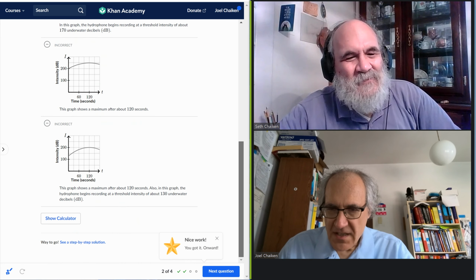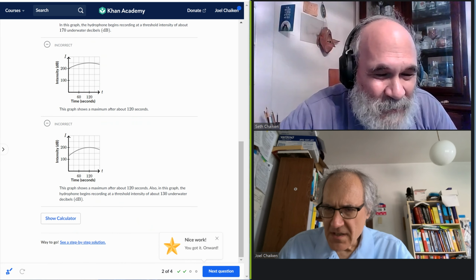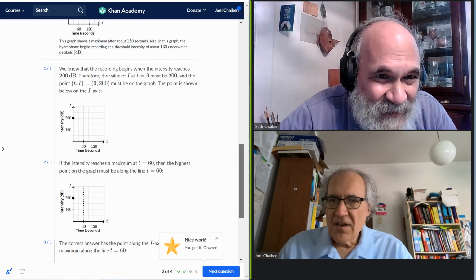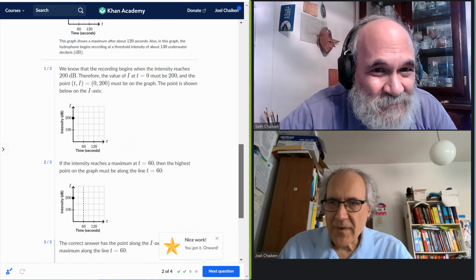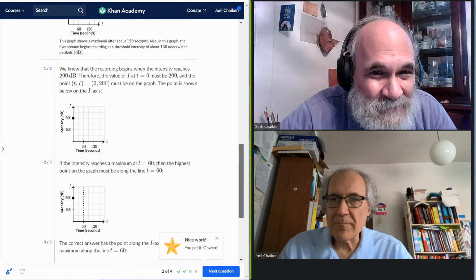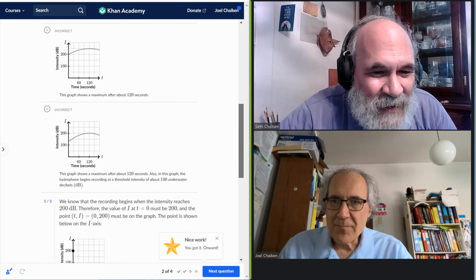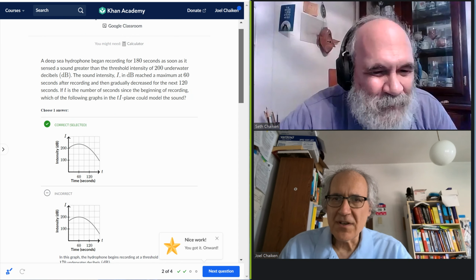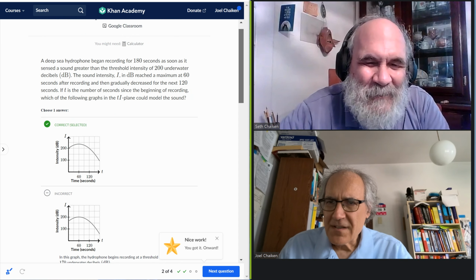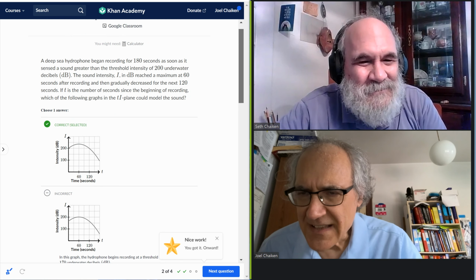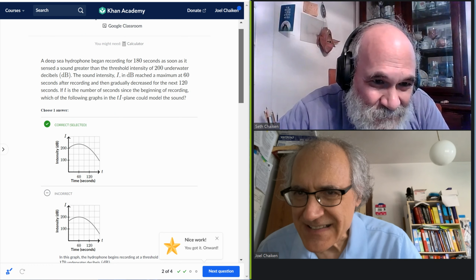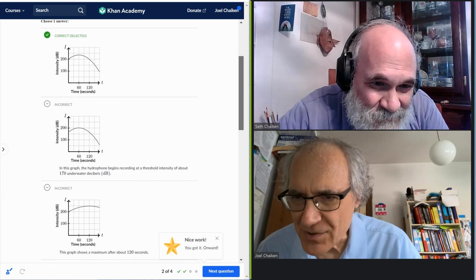Let us see how they do it in 3 steps. We know that the recording begins at dB, therefore it must be 200. Wait a second, it must be 200 or above. They said at least sound greater than the threshold. Wait, that's right. It senses a sound greater than 200, which means it can't be 200, it has to be greater than 200.